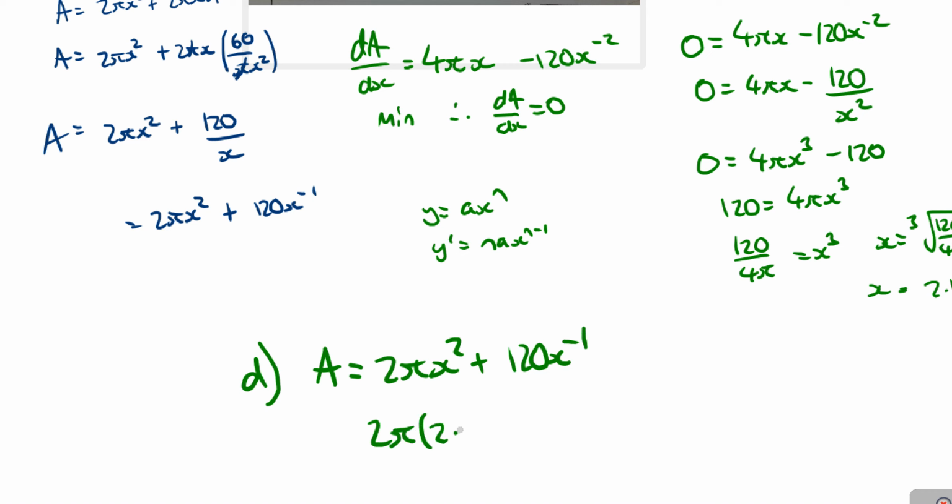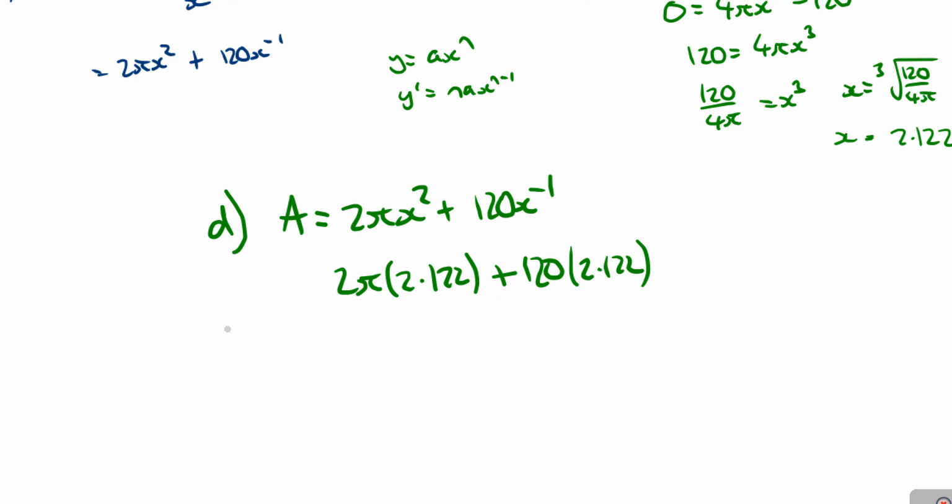So 2 pi times 2.122 squared plus 120 times 2.122 to the power minus 1. In this situation, I'd have your answer from before and just use the answer function to plug it in, because that makes it a more accurate value. So just double check that everything is fine. Plug that in, and we get an answer of 84.84.